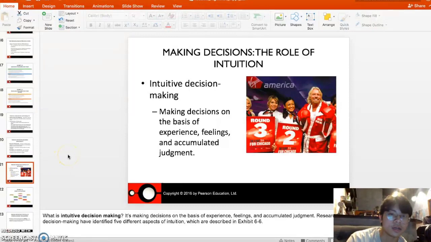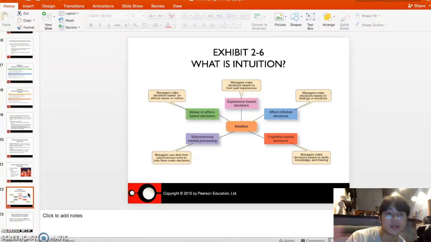Okay, the role of intuition. Intuition is like one of the five senses, it's like the sixth sense of your body. Intuitive decision making is based on your conceptual mind, your experience and feelings, which guide what to do. This picture shows what intuition is. Just read it.